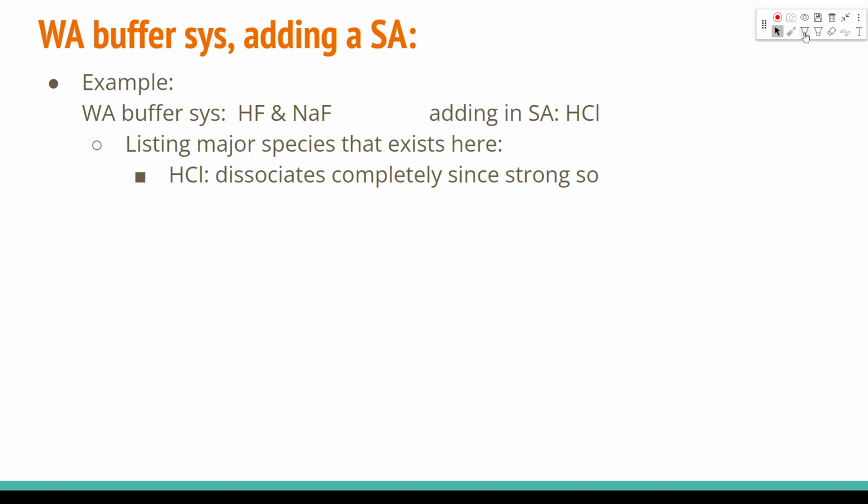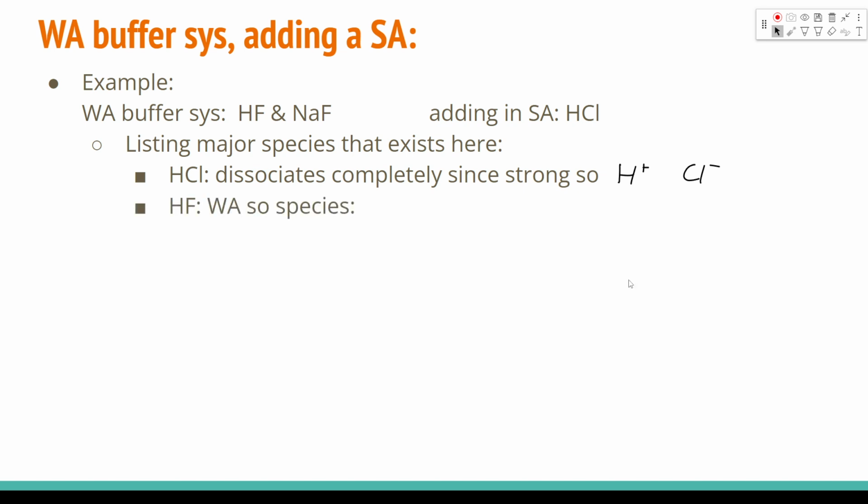So because it dissociates completely, we're going to have the ions, H plus. So let's write that down, H plus. And then we also have Cl minus. Now as a reminder, H plus doesn't exist. It's technically hydronium, H3O plus, but I'm just going to write H plus for the sake of this. Okay. And so that's two of the major species, H plus and Cl minus.